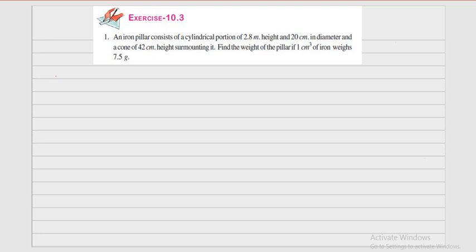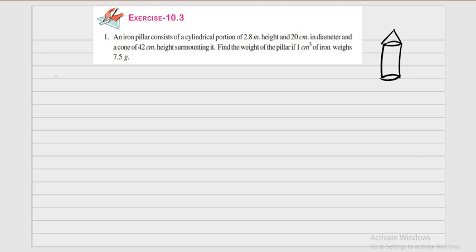Whenever you want to paint, you need to consider surface area. Whenever you want to find the weight, you need to go for volume. Now let us see how this iron pillar looks. There is an iron pillar which has a cylindrical portion, and above the cylinder we have a conical portion.